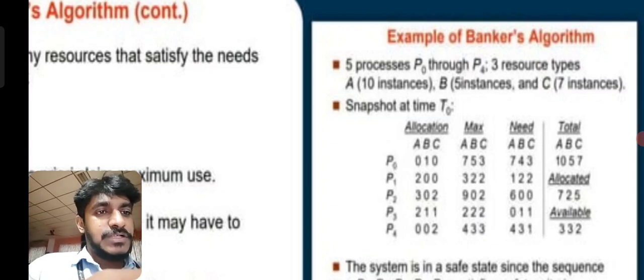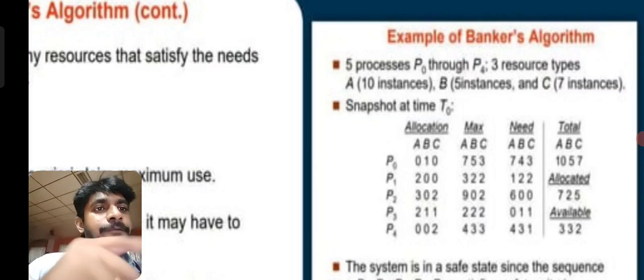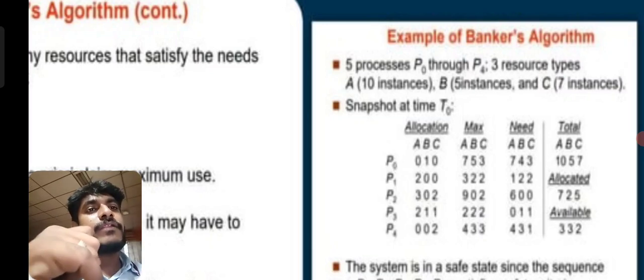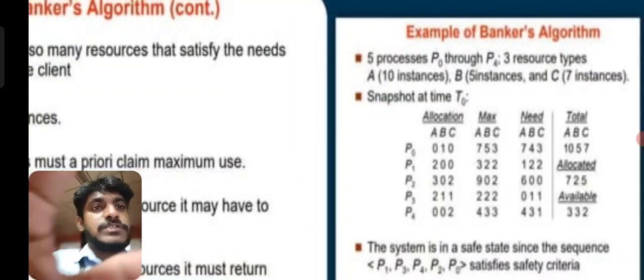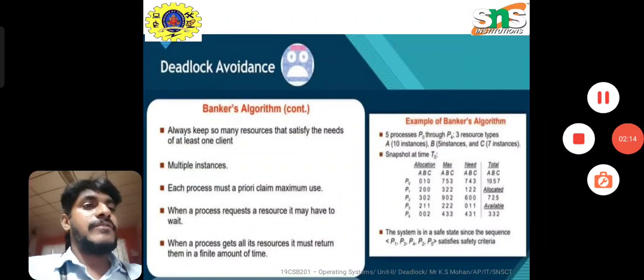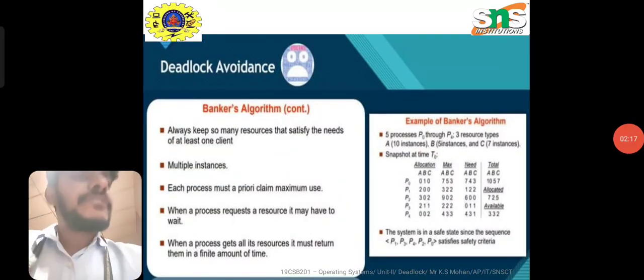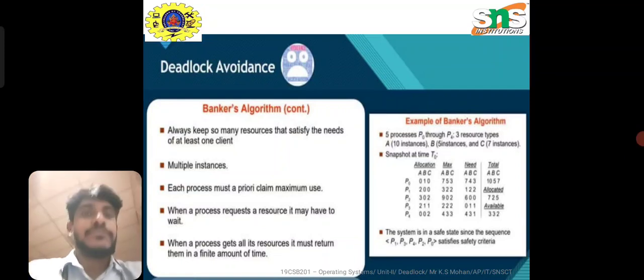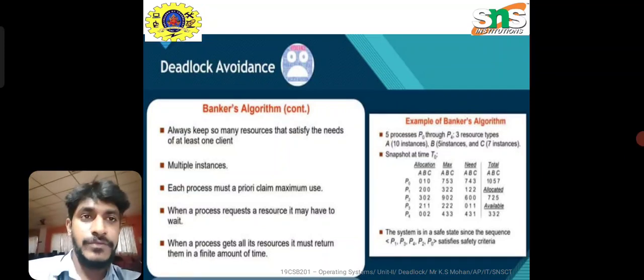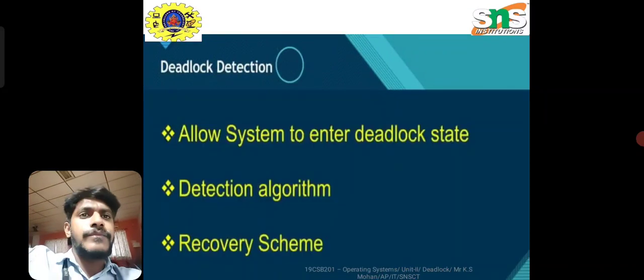So this is an unsafe state, since the sequence cannot be completed. The values will be given here for the banker's algorithm process. From this we can find the solution so that each client will be engaged and provided the resources.